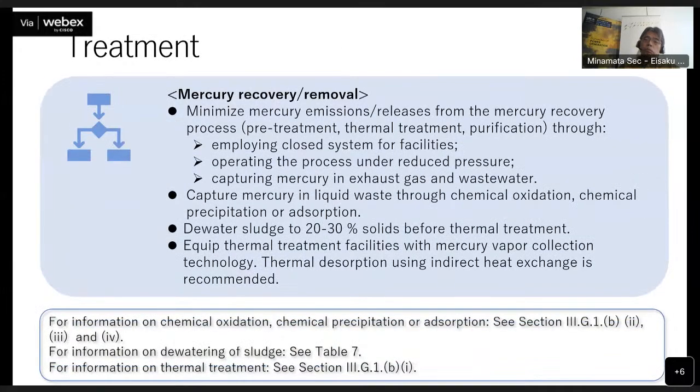For removing or recovering mercury from waste contaminated with mercury or mercury compounds, the same guidance for waste of mercury-added products is applied. For liquid waste, mercury could be captured through chemical oxidation, chemical precipitation, or adsorption. As pre-treatment of sludge for mercury removal or recovery, dewatering is necessary.